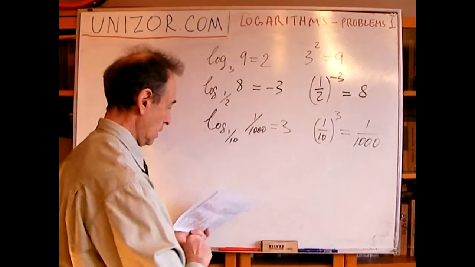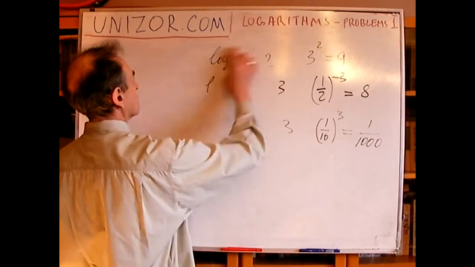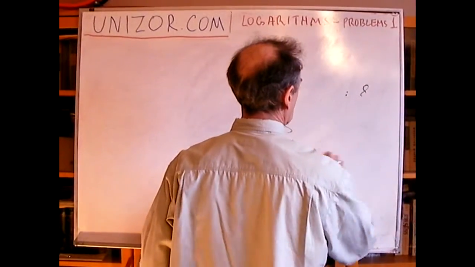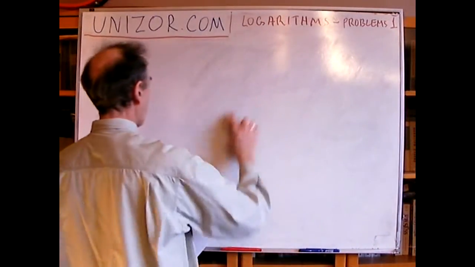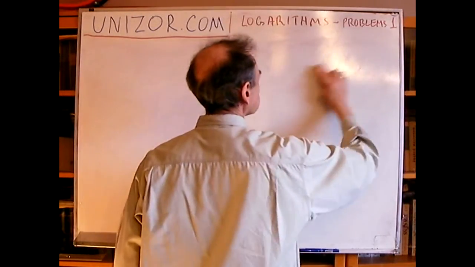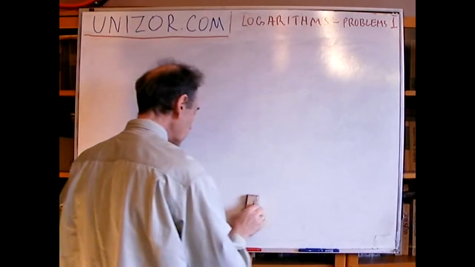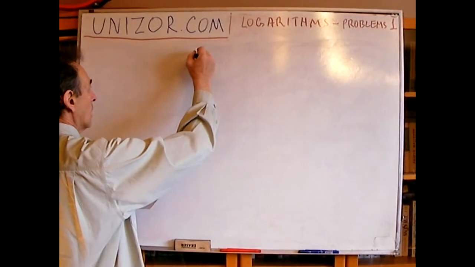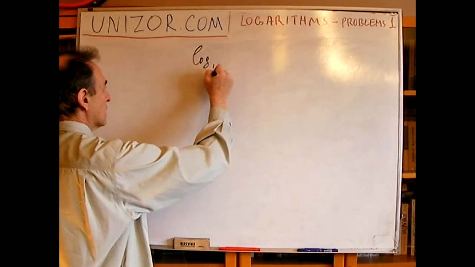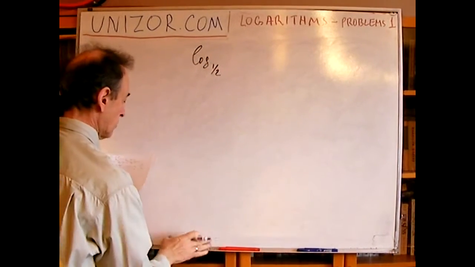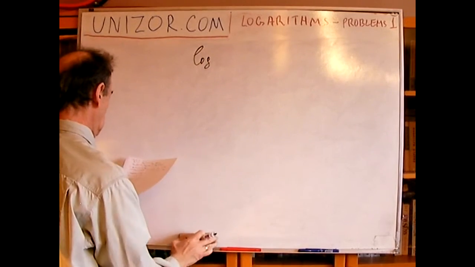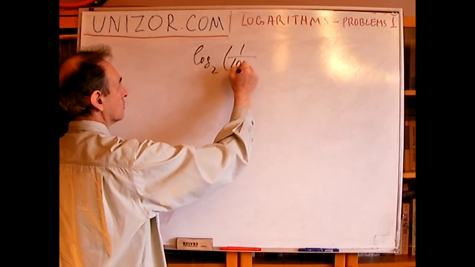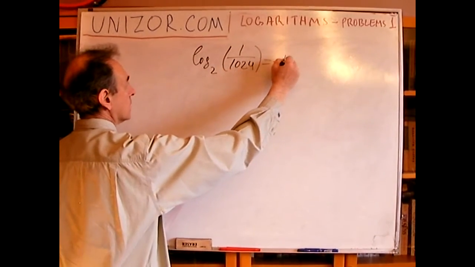Okay, let me wipe this out, so I will preserve the large format. I have 3 more of the same type. These are illustrative problems just to show what the definition of the logarithm actually is. Log base 2 of 1/1024 equals -10.